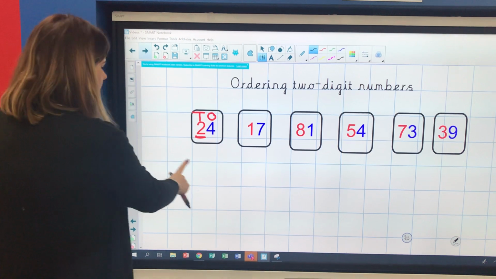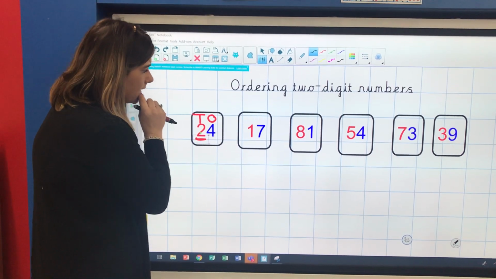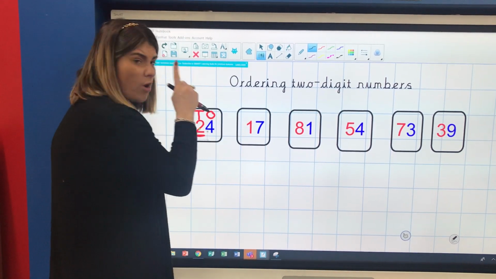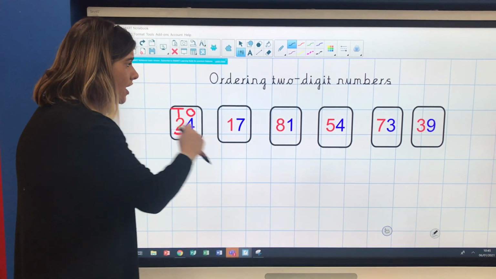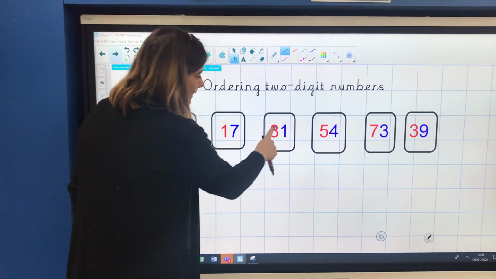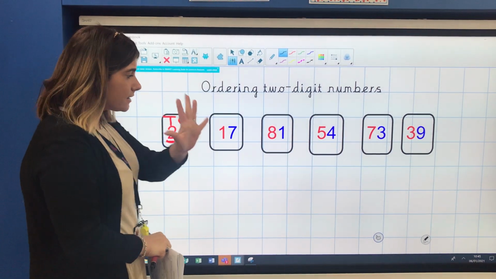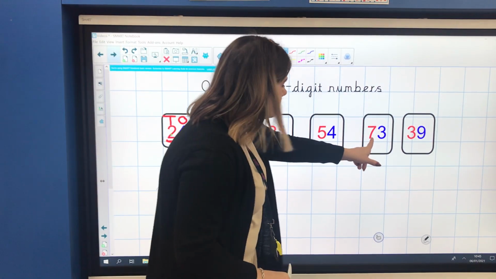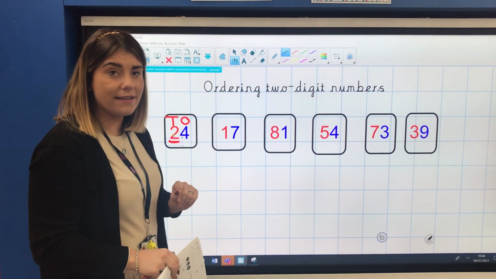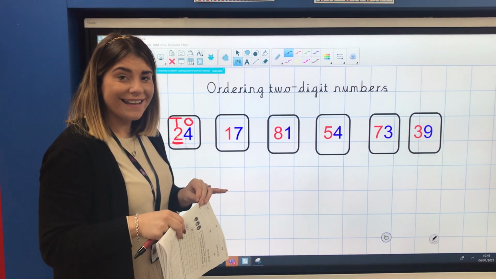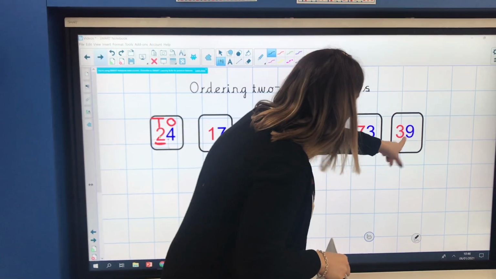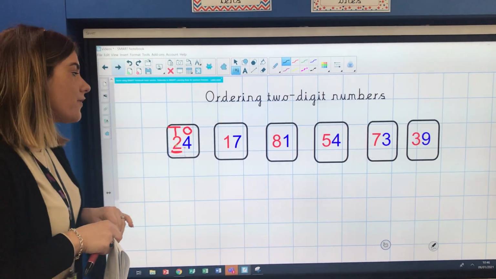This number has got 2 tens to make 20. This number has got 1 ten. This number has got 8 tens to make 80. This number has got 5 tens to make 50. This number has got 7 tens to make, have a go, 70. And this number has got 3 tens to make 30.